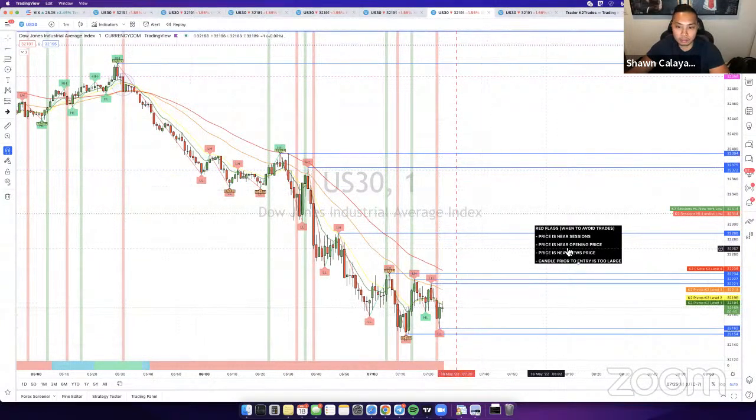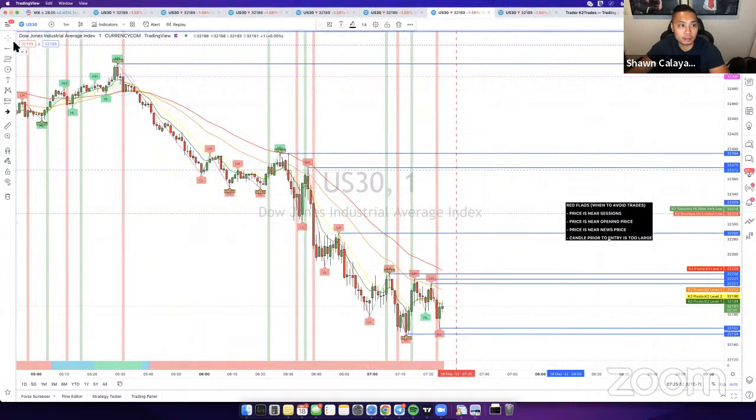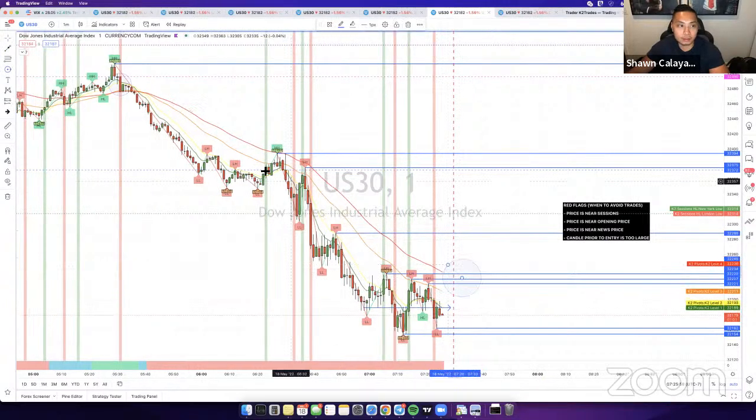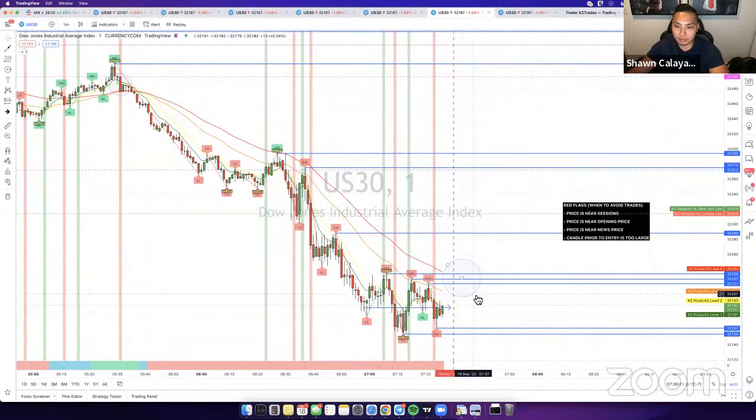did catch it. As you guys can see, price is now ranging. It's getting tighter. Price is starting to squeeze within this area right here. There's a lot of liquidity on the top side, and there's a lot of liquidity here on the bottom side. So just keep that in mind.